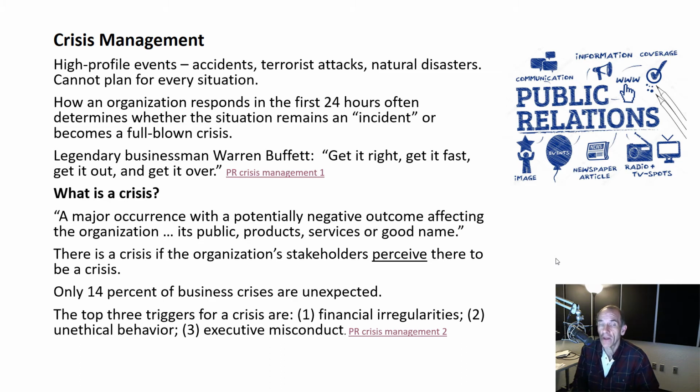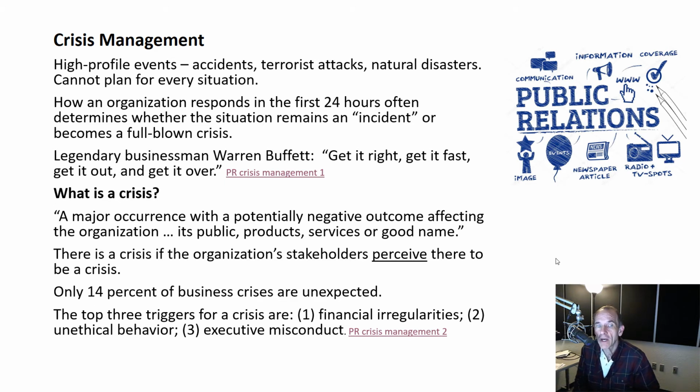There is a crisis in the organization if the organization's stakeholders perceive there to be a crisis. If they think there is a crisis, stakeholders being the people that you serve, who have an interest and concern for your organization, if they perceive there to be a crisis, then basically there is a crisis. Only 14% of business crises are unexpected. Most things can be foreseen, can be predicted, and we can therefore be somewhat prepared for them.